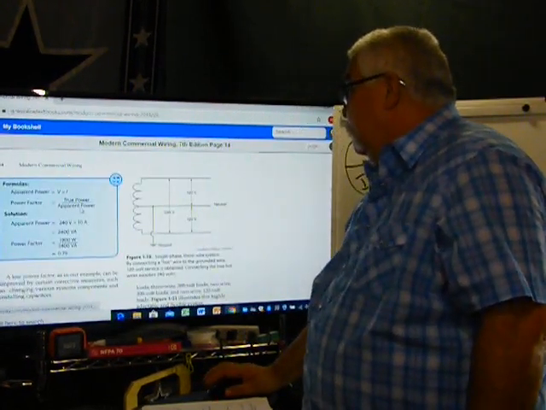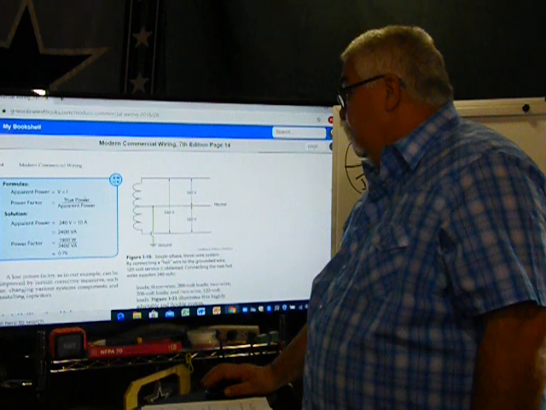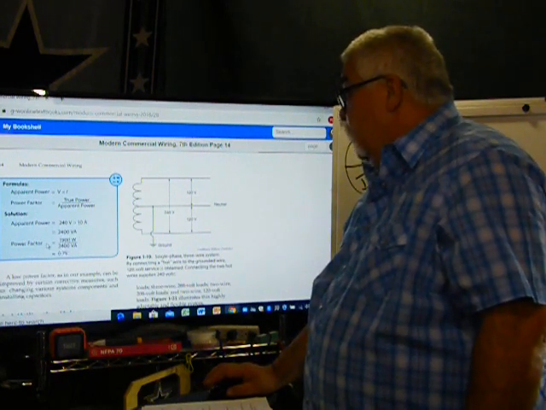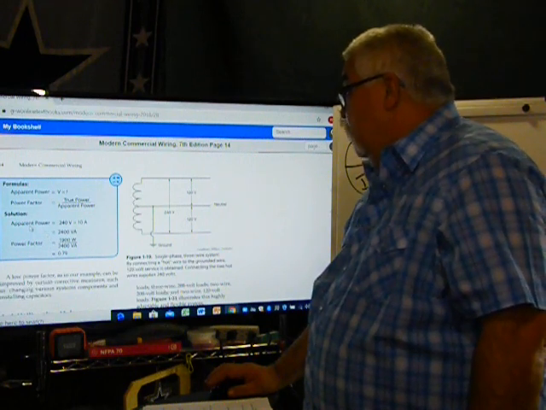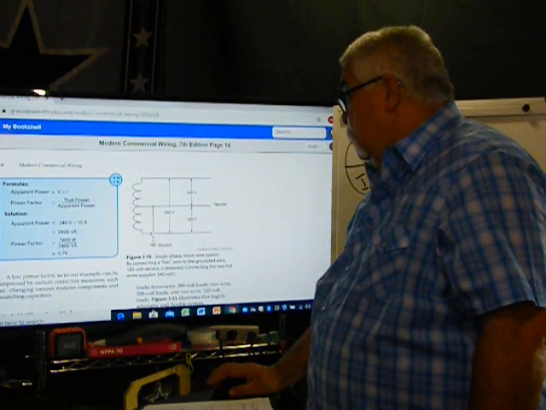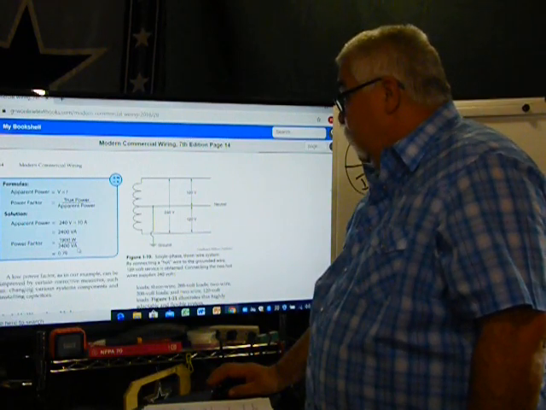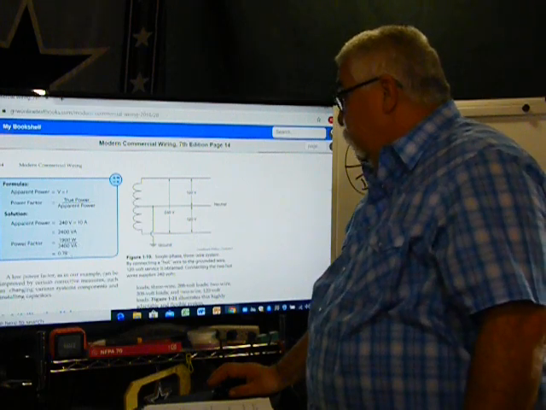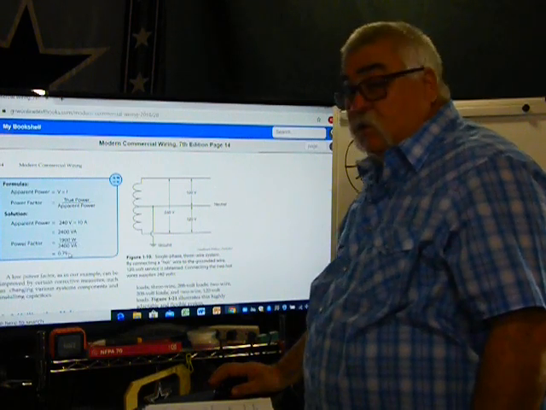Okay. So my true power is what my watt meter is reading. So my watt meter is reading 1900 watts, and you can see here the apparent power: my voltage is 240 and is reading 10 amps. So I got 24 VA. So that's 2,400 watts. So my power factor, I'm at 0.79.